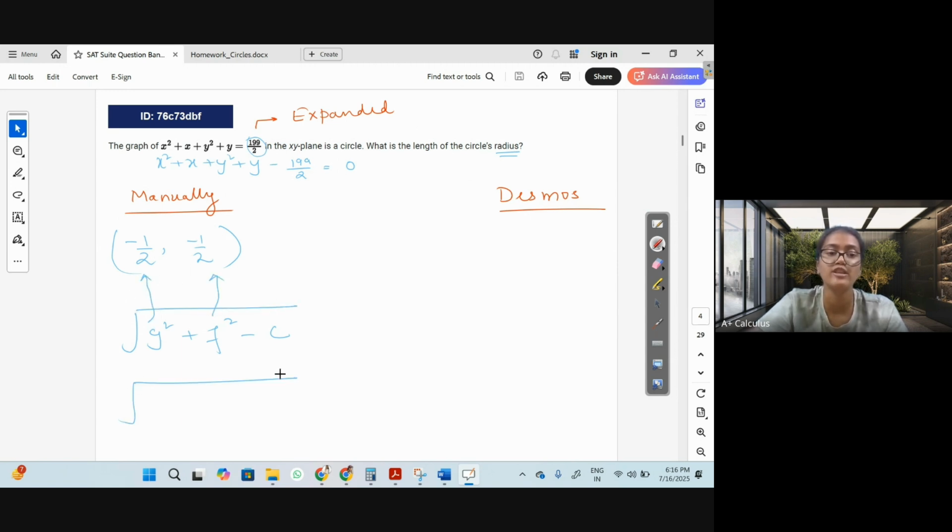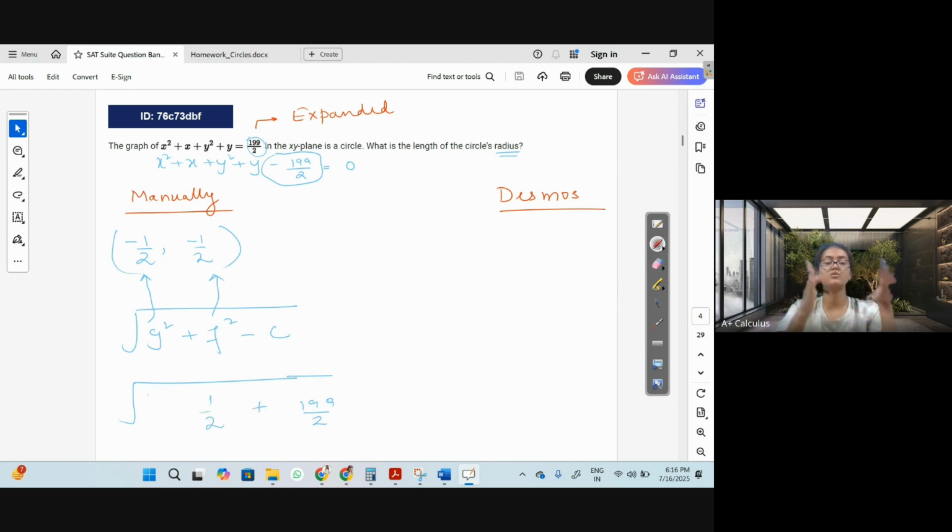Okay, so you have to take the square. So g squared is -1/2 squared, so that will be 1/4. -1/2 squared, 1/4, and minus c. Now here you have to be careful. c is -199/2. So when I do minus c, it will be minus of this term, so in the end it will become plus whatever. So 1/4 plus 1/4 will give you 1/2.